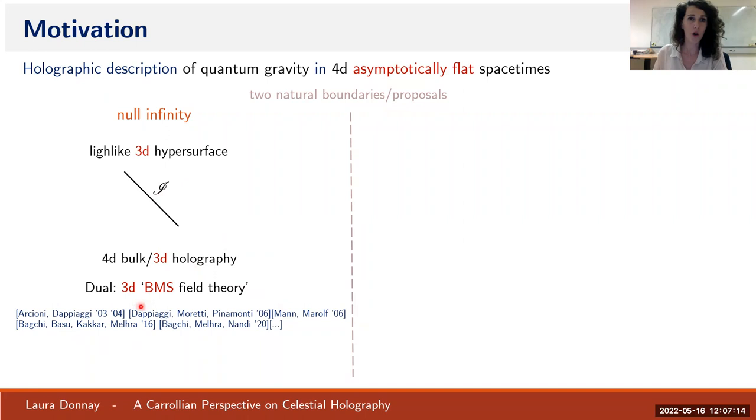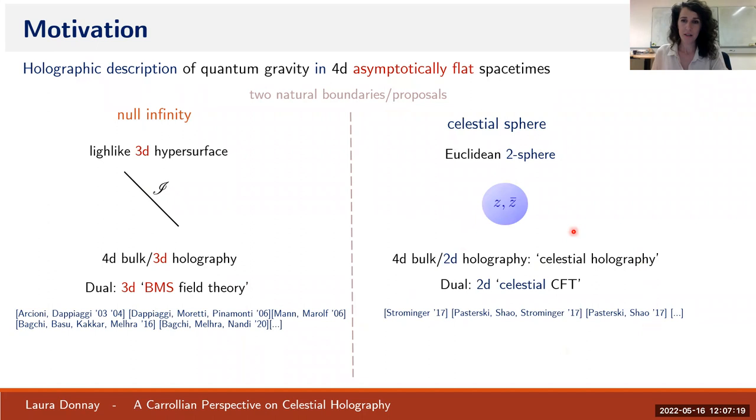Now, in recent years, there has been this nice celestial holography program that has emerged thanks to the works of Strominger and collaborators, which instead proposes to formulate a dual theory, called a two-dimensional celestial conformal field theory, as the holographic dual of a 4D bulk. This theory is formulated on the celestial sphere, which is a Euclidean two-sphere at the boundary. Null infinity is a real line times a two-sphere, and this two-sphere is the celestial sphere, really the sphere that you see when you look at the night sky. So there are two proposals for that.